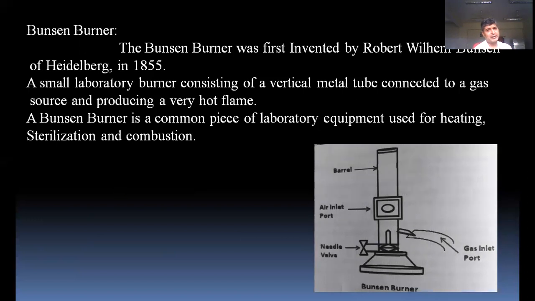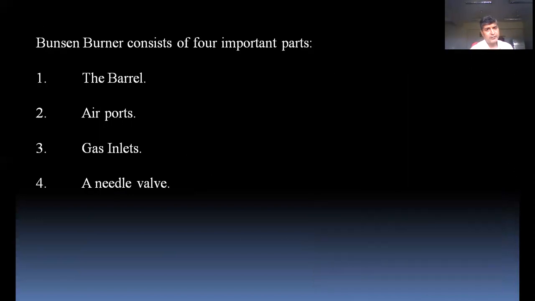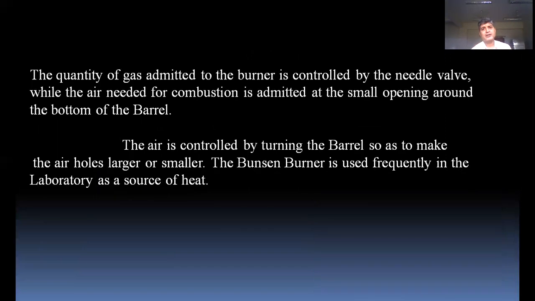Now the Bunsen burner, as displayed on the screen, has four parts. First, the barrel, then air ports from where air passes, gas inlets from where the gas is passed, and a needle valve. More on this: generally there are three principal parts of the burner: barrel, needle valve and the base.